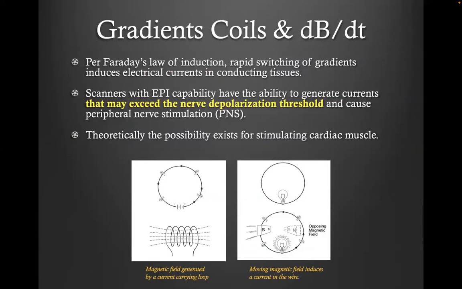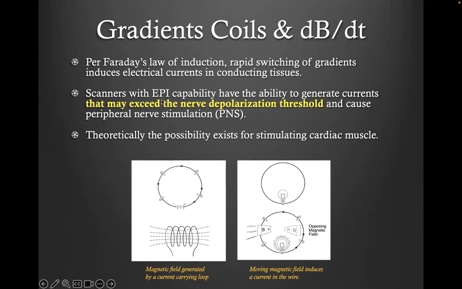And for the gradient coils, what usually matters is the so-called dB/dt. dB over dt is just how fast the magnetic field changes over a unit amount of time, how fast it's switching. And per Faraday's law of induction, rapid switching of gradients will induce electrical currents in conducting tissues. So this shows an example: a changing electric field will cause a changing magnetic field, and then a changing magnetic field will cause a changing electrical current.